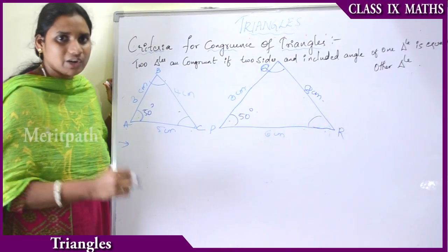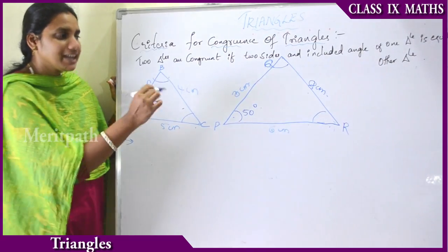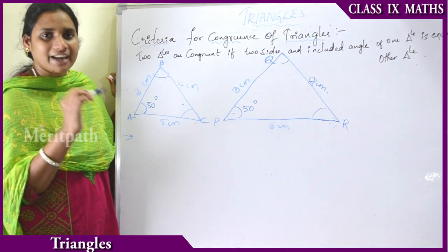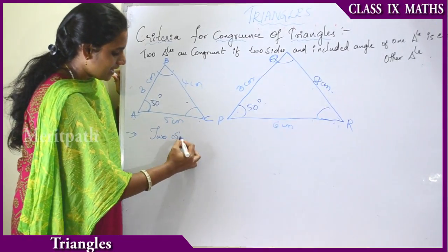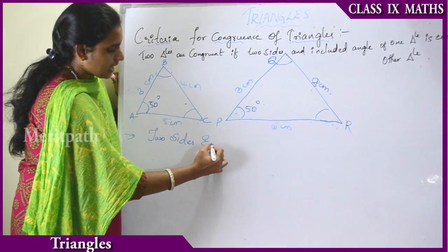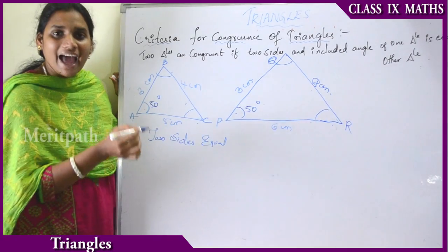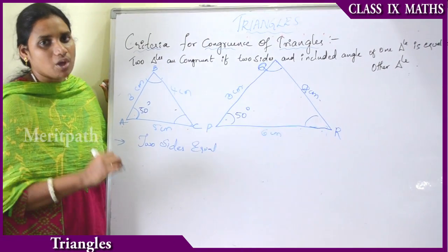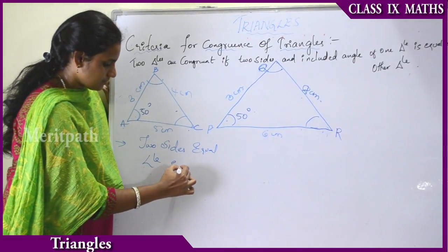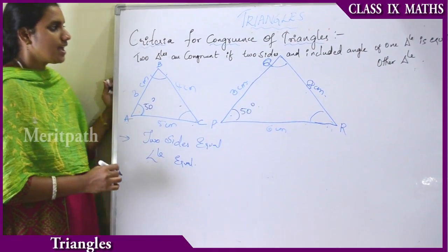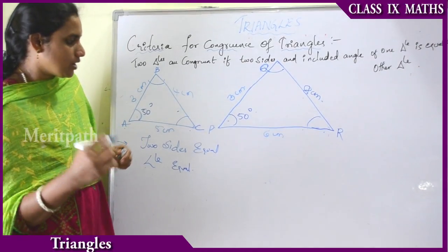Therefore we can conclude that for triangles to be congruent, the criterion is that two sides must be equal and the angle included between these two sides should also be equal. That is, here we go with the example.